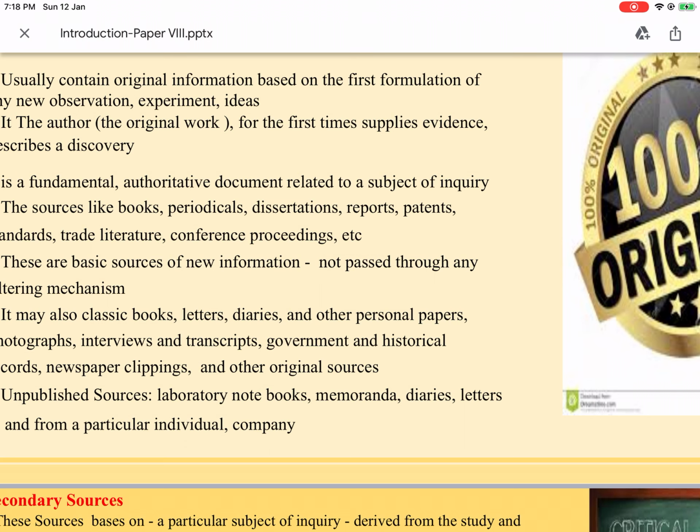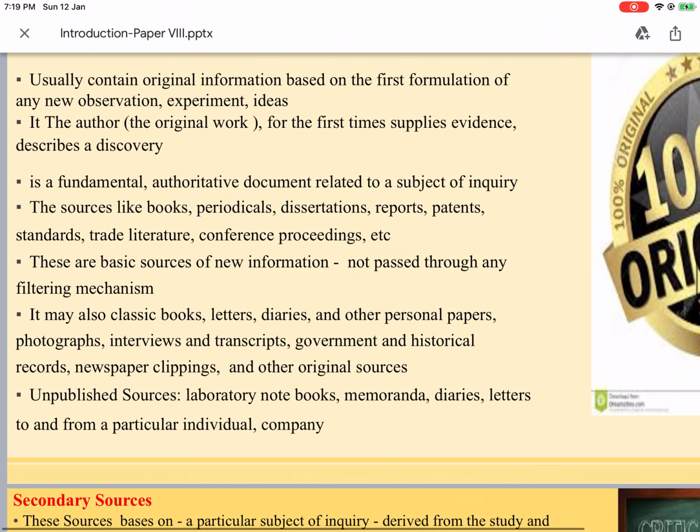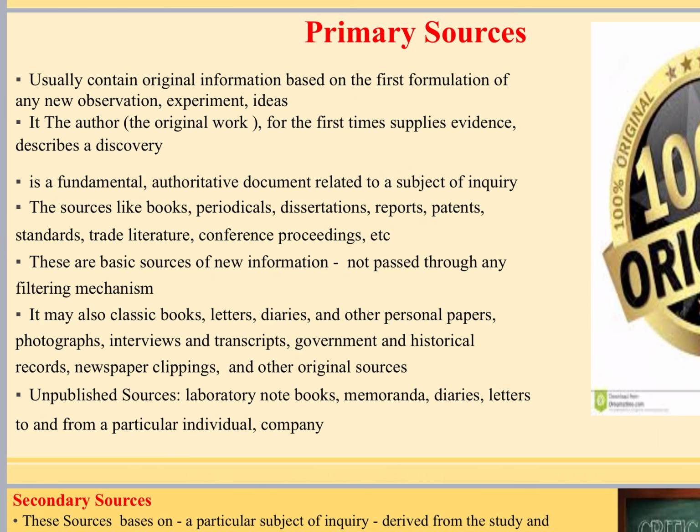The primary publications are those which are published for the first time, supply the evidence, describe the discovery, make or derive a new proposition, or bring forward new evidence about a previous proposition. It was created at or near the time being studied, often by the people being studied. Primary sources are also fundamental authoritative documents relating to the subject of inquiry used in the preparation of later derivative work. For example, a monograph, an article in a journal, textbook, sources like books, periodicals, dissertation, report, patent, standards, trade literature, contract proceedings are to be included in this category.